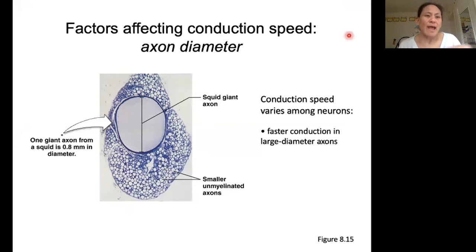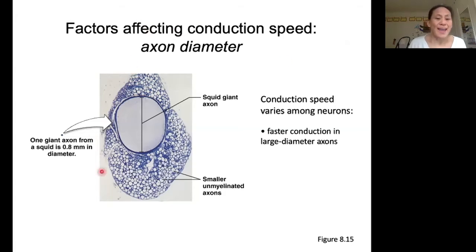We just looked at how an action potential can travel down an axon. Now let's take a look at some of the factors that can affect the speed at which that happens. So we have two main factors that are going to affect the conduction speed of an action potential down an axon. The first is axon diameter.